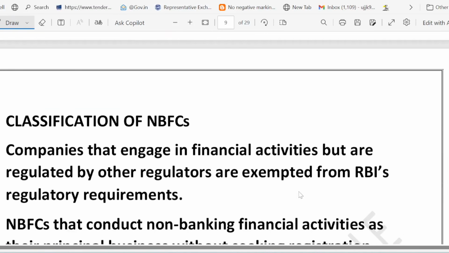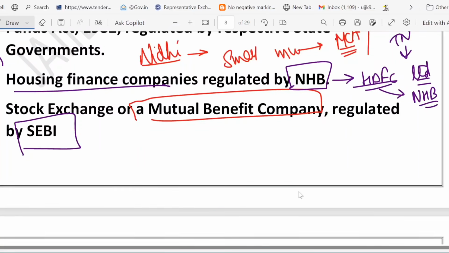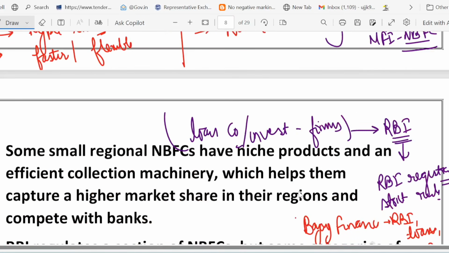Now, why different regulators? What is the reason behind this? Let me highlight the key points. First of all, specialization. Why? Because SEBI understands stock, IRDAI knows about insurance. So that is one peculiarity. The second thing is avoiding overlap.